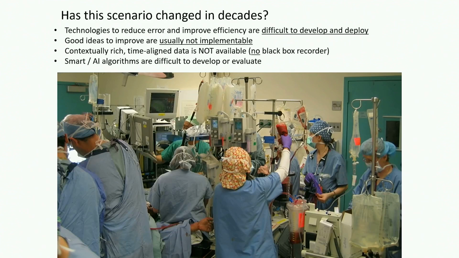Well, for those of you who've been practicing for a while, how much has this scenario changed in the last few decades? Sadly, not enough. It's still very difficult to introduce new technologies to improve efficiency and reduce error, and this is an OR, but it isn't much different in other high acuity areas. You may have a great idea and even have a great technology that you can obtain, you can buy, you could build, but deploying it is extremely complicated.